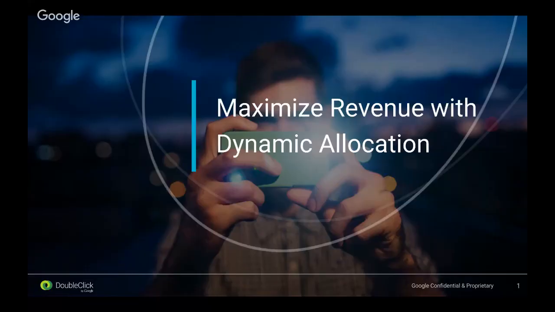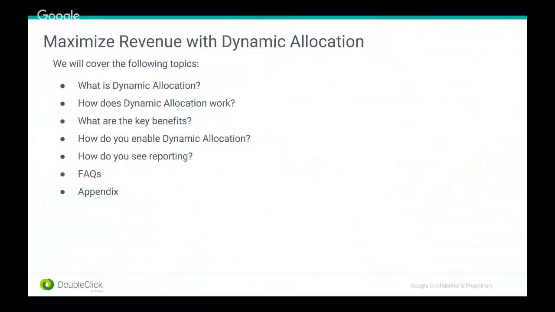Today, Olivia is going to talk about a very important function in our product called DoubleClick for Publisher, which is called Dynamic Allocation. And more importantly, how to maximize your revenue with this function. So we'll cover the following topics. Generally, we'll explain what is dynamic allocation. Then we'll explain how does dynamic allocation work and what are the key benefits of it. And then we'll go through a bit of practice and explain how to set up dynamic allocation, how to see its reporting, and answer some of your questions.